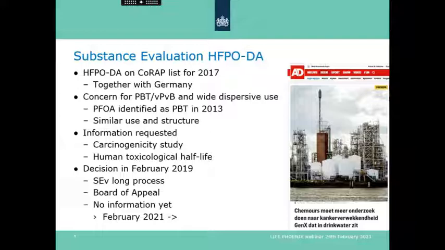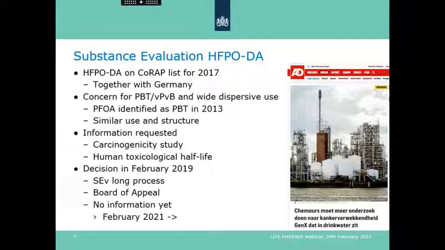Well, first of all, we had an interest in AFPODA because it was already on the list for 2017 of the Community Rolling Action Plan on the REACH. This was an entry together with Germany. So we, with the UBA, wanted to look further into the risks arising from GenX.